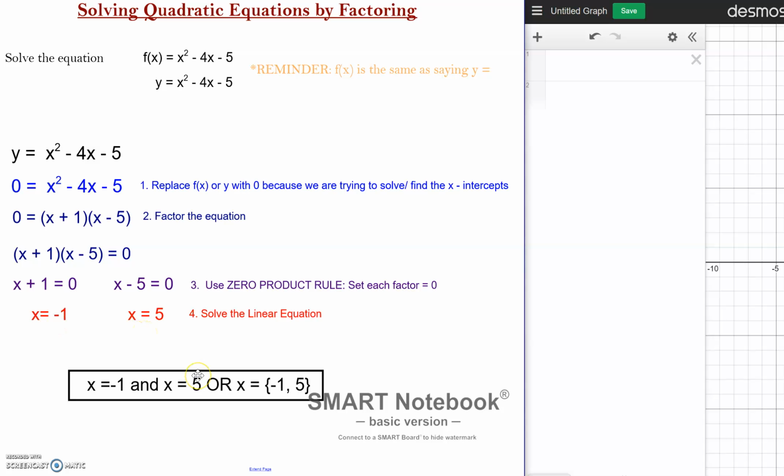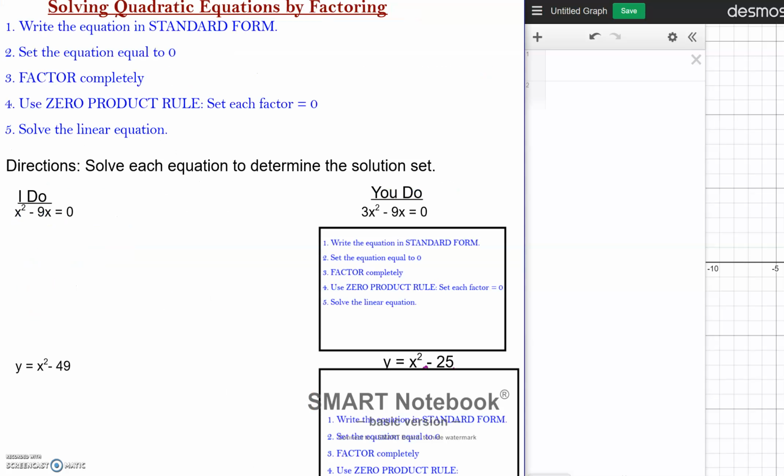So you are going to see your answers in one of two ways. You may see your x's written individually, or you may see it as a solution set, because they can just say find the solution set, and essentially they're telling you to solve the equation. So the solution set uses curly brackets. These are not parentheses, these are curly brackets. So please make sure you use the proper notation. So let's get into some examples.